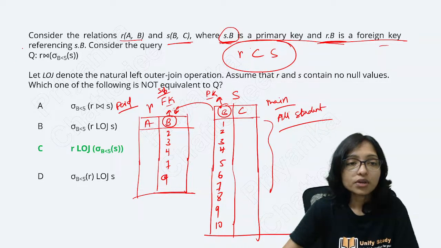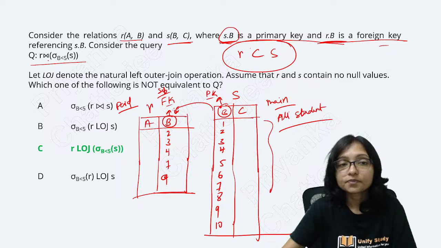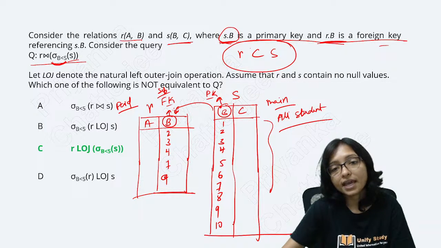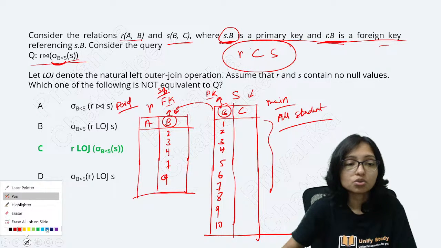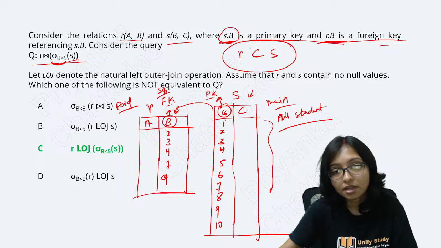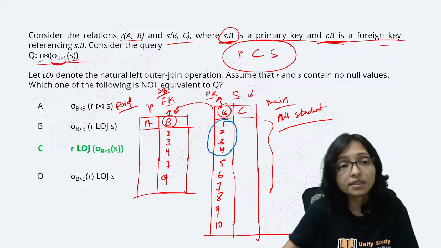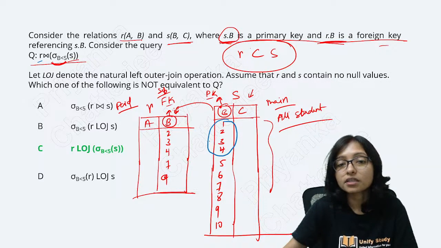Now here what is going on? I am doing R natural join. The query is B less than 5 from the S. So from the S I am taking those students who are less than 5. Less than 5 means 1, 2, 3, 4. These are the students that will come. With that, it is doing the natural join with the R.